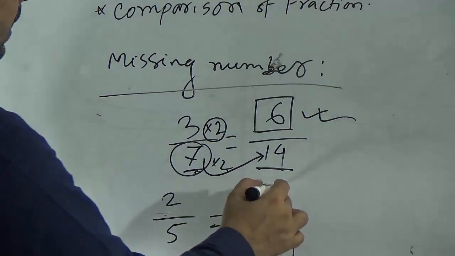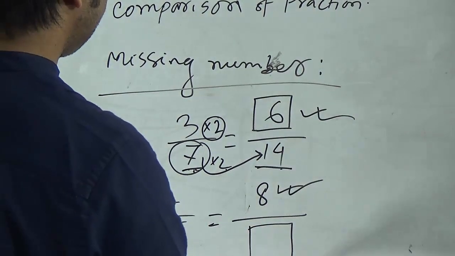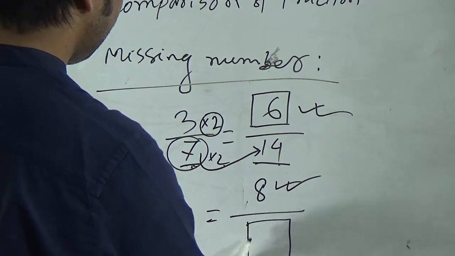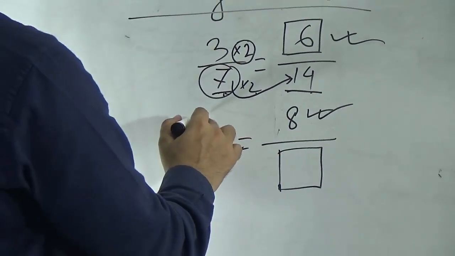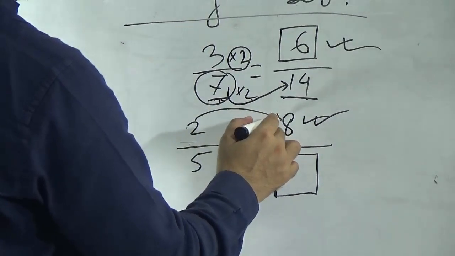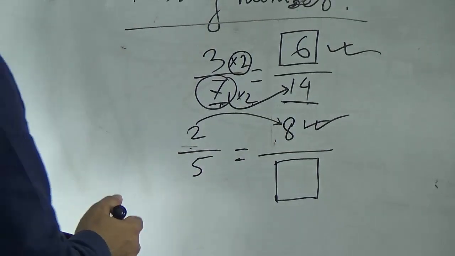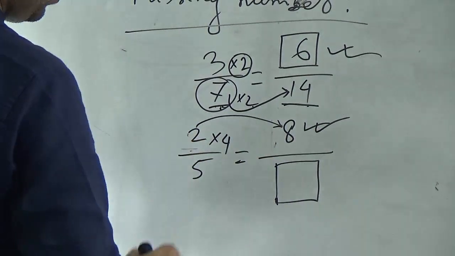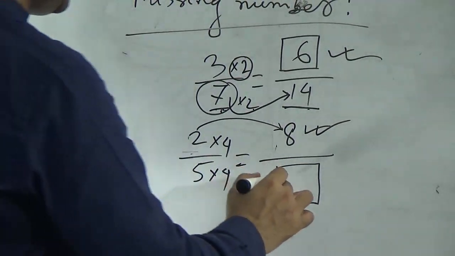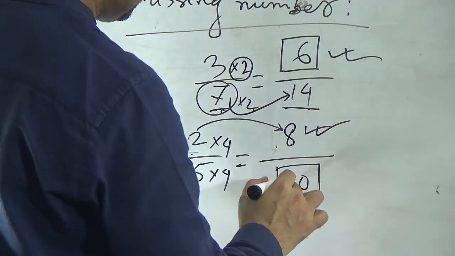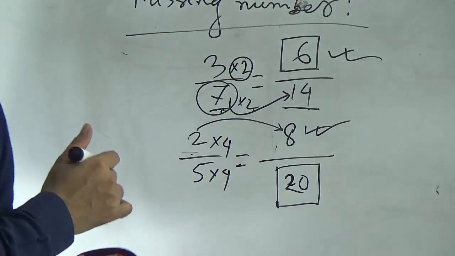Now here the numerator is given, we have to find out the denominator. To find out the denominator, we have to apply the same technique. From 2 we will get 8. How can we get it? If we multiply by 4. So we have to multiply this one also by 4. So if we multiply, we will get here 5 4s are 20. So 20 is the missing number here.